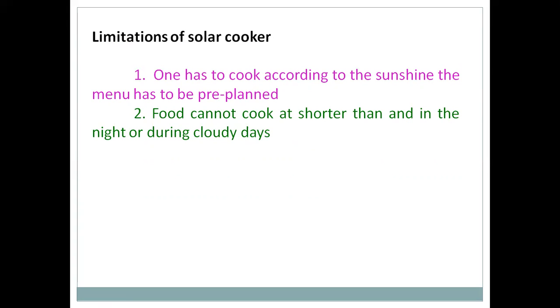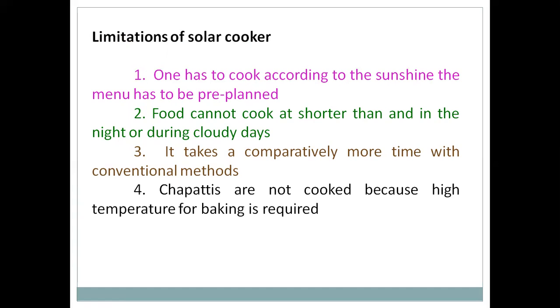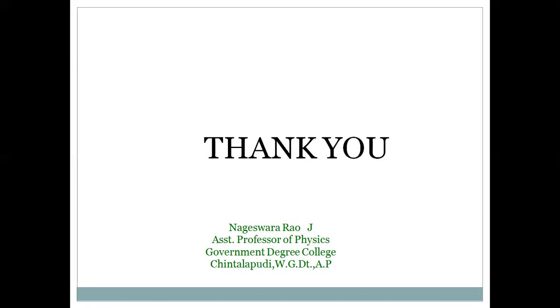And food cannot be cooked in a shorter time than with conventional methods, because the sun radiation may be of high or low intensity. Of course, during cloudy days or at night, it is not possible to cook food, whatever it is. And it takes comparatively more time than conventional methods. And of course, chapatis cannot be cooked using this solar cooker, because for cooking chapatis, more temperature is required. These are some of the demerits of the solar cooker.